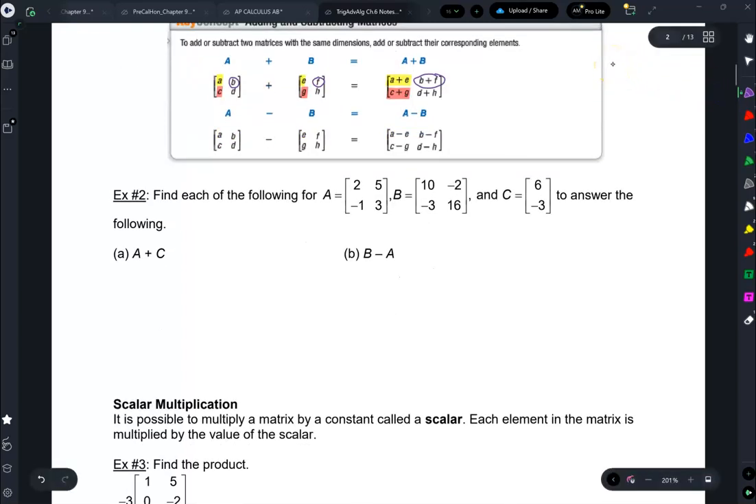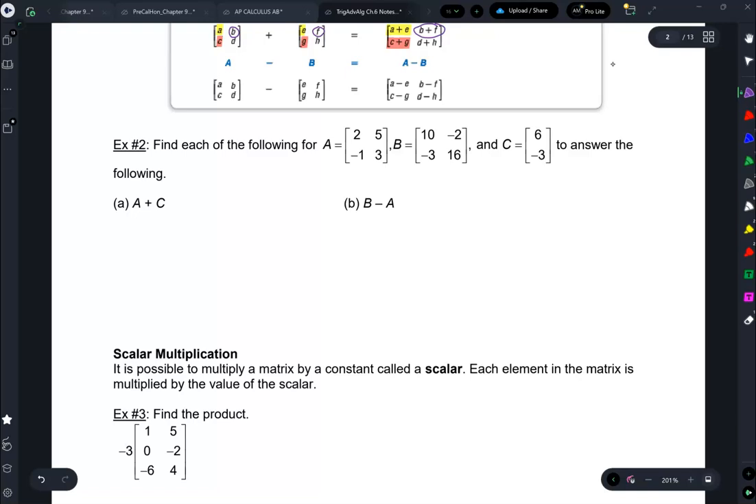All right, so take a look here. We've got A, B, and C matrices. We want to find the following. Okay, A plus C. Not possible, right? Because they don't have the same dimensions, correct? A and C, so not possible.